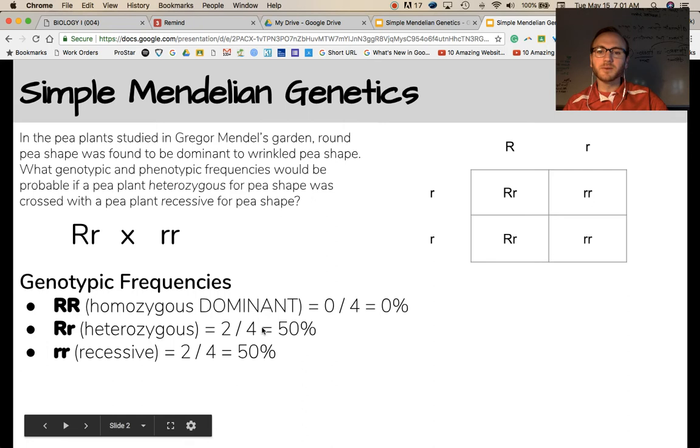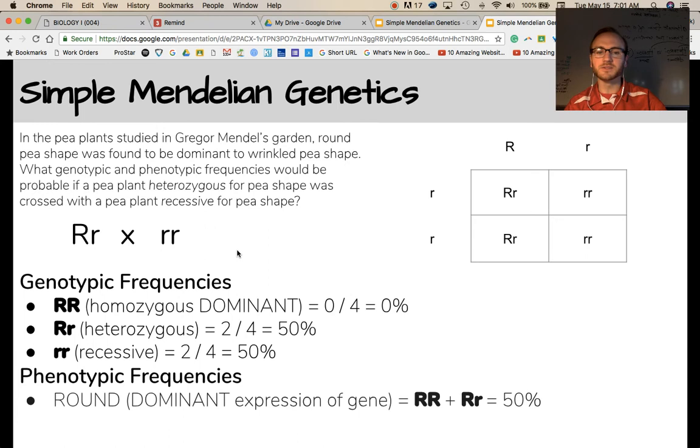So we came up with our genotypic frequencies right here, 50% and 50% for heterozygous and for recessive. And what we need to do now is take all of this information and turn it into the phenotypic frequencies possible.